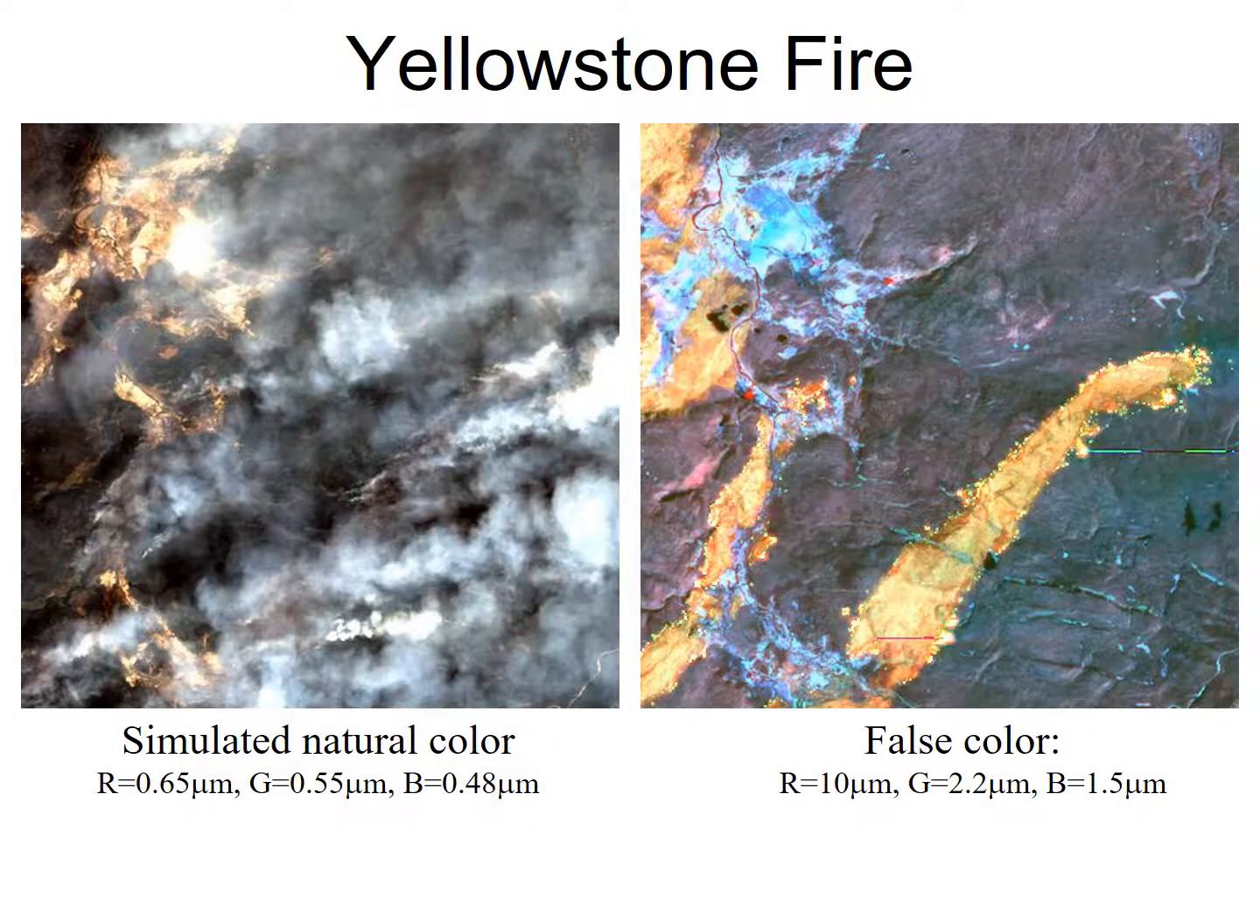Here are some aerial photos that were collected over Yellowstone. The first image on the left is a simulated natural color, red, green, and blue. Red being at 0.65 micrometers, green being at 0.55, and blue being at 0.48 micrometers. And by combining those in that order, you can get a picture of what it would actually look like as a real color picture. And you see you've got some fire and a lot of smoke, and it's hard to tell what's going on. But if we create a false color where red becomes 10 micrometers, in other words, the short wave infrared, or further out, the green becomes 2.2 micrometers.